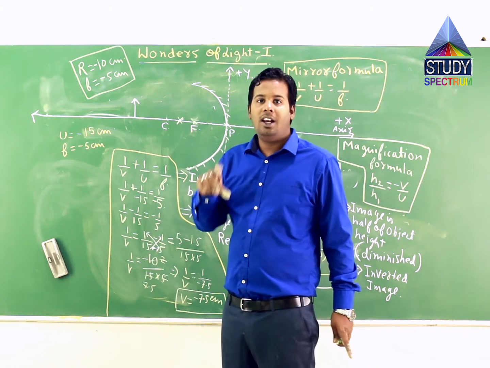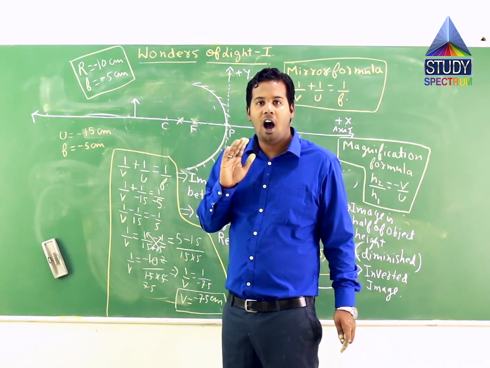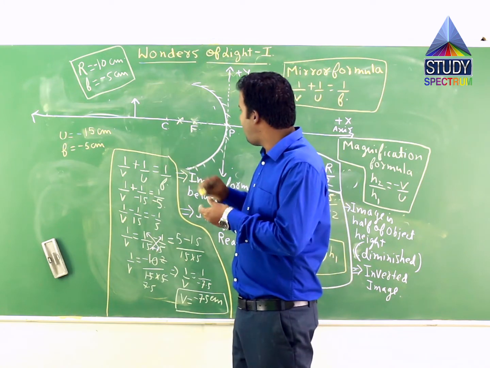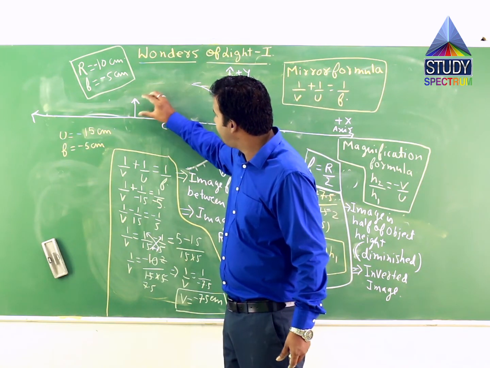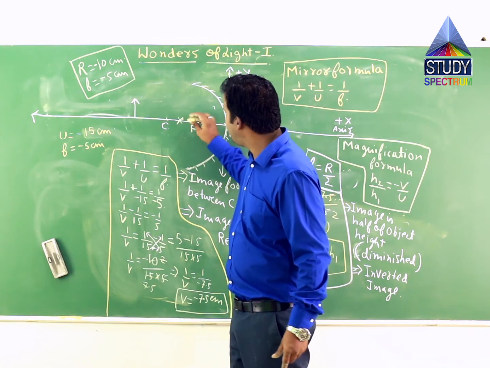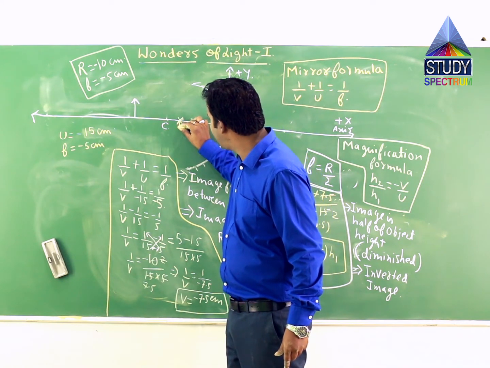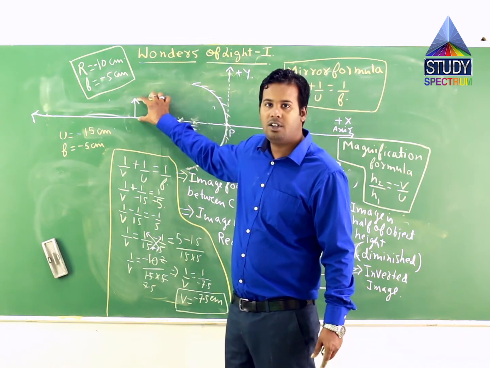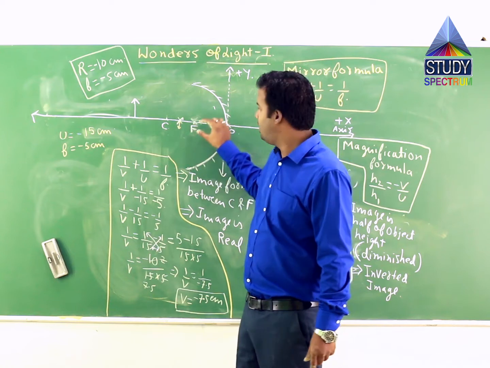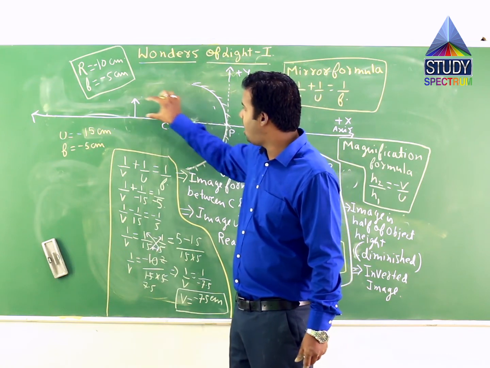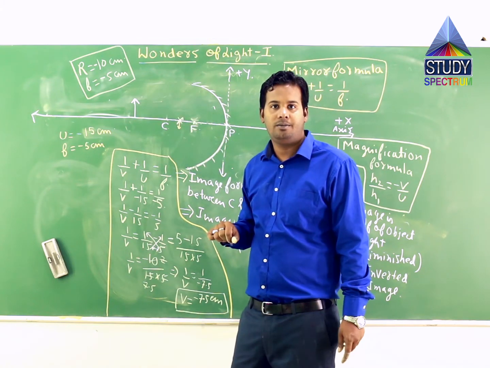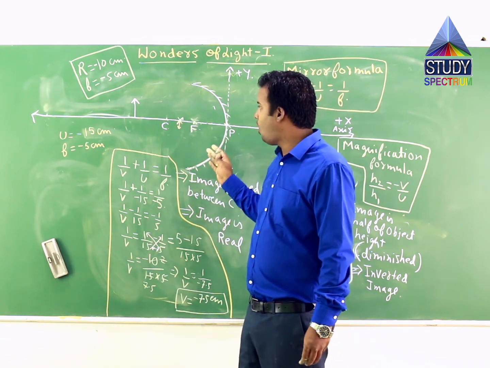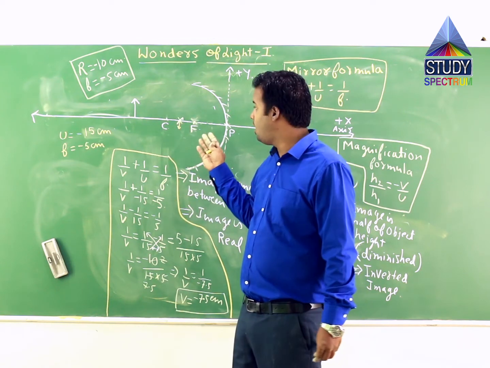And also the height of the image is half of the height of the object. So if this is some length, the height of the image should be exactly half of it. Assuming that this length is half of this. Since we are drawing on the board, you can say this height is half of this, and also inverted. Correct?